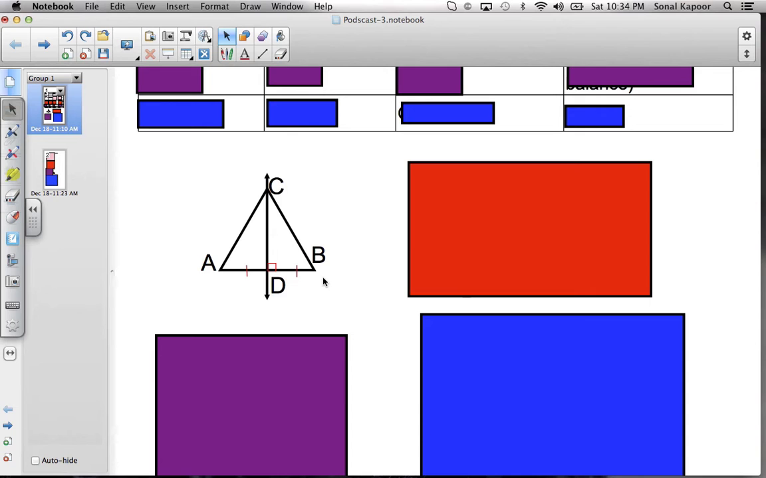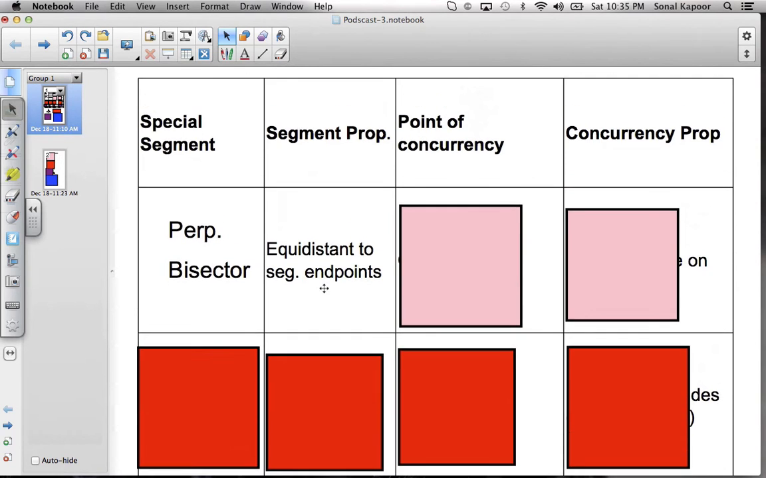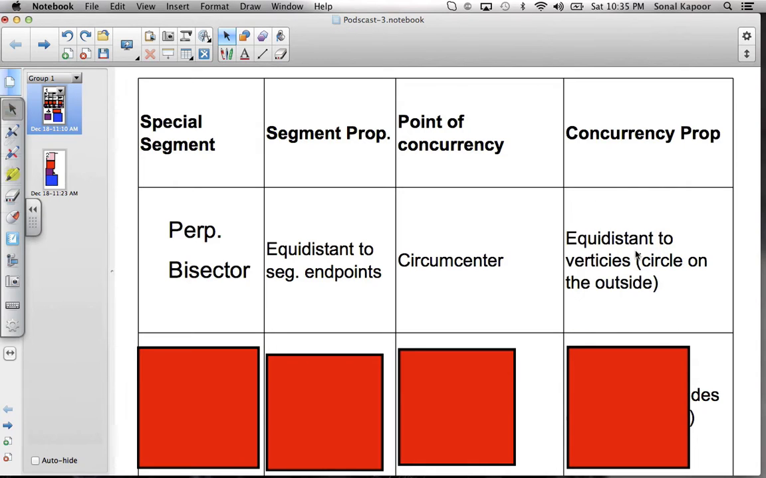So let's come back up and look at the point of concurrency. The point of concurrency for a perpendicular bisector would be a circumcenter. The perpendicular bisectors of a triangle intersect at a point called the circumcenter that is equidistant from the vertices of a triangle. So let's look at an example of that.